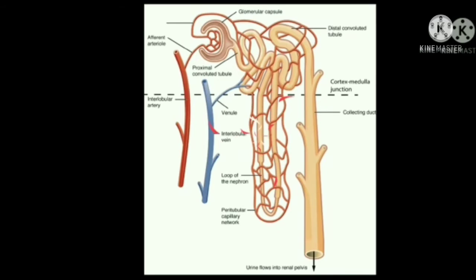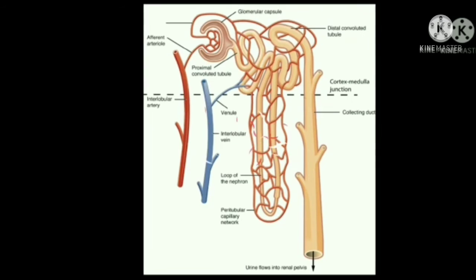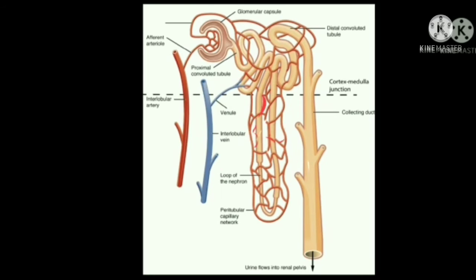Structure of the nephron. The nephron is the basic functional unit of the kidney that consists of the glomerulus and its associated tubules, through which the glomerular filtrate passes before it emerges as urine.